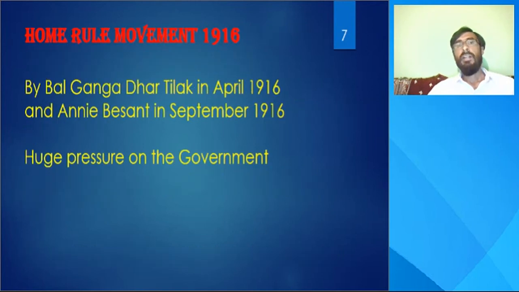Then the next factor of this act was the Home Rule movement in 1916. This movement was launched by Bal Gangadhar Tilak, the tallest extremist leader, and Annie Besant in 1916. Thousands of people were attracted by the Home Rule movement, and this created a huge pressure upon the government to make fresh reforms, to announce the fresh reforms.